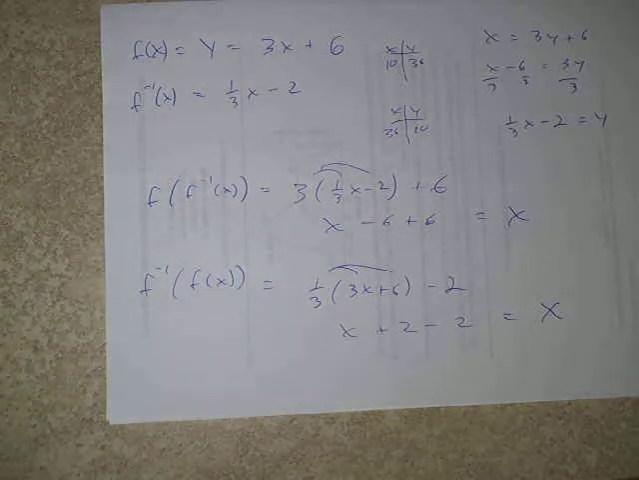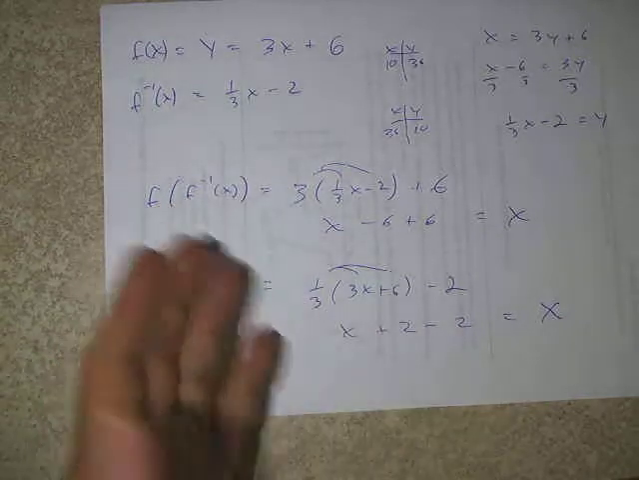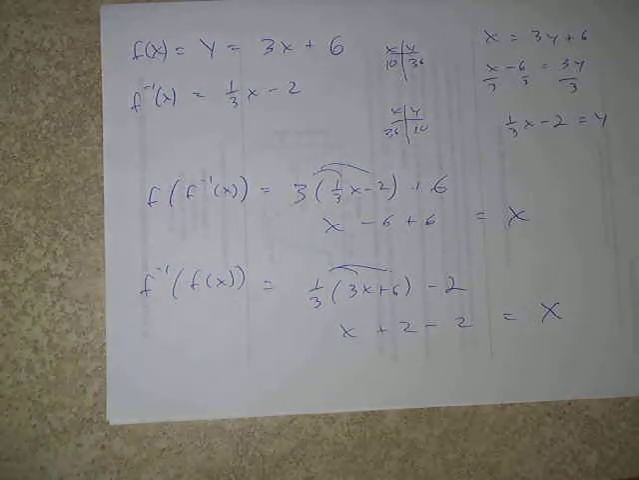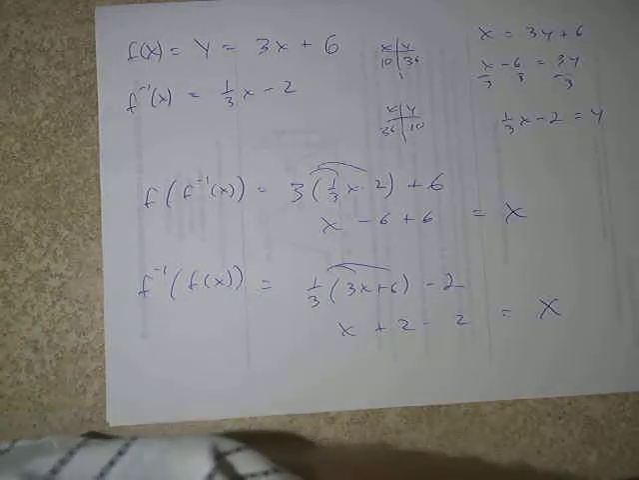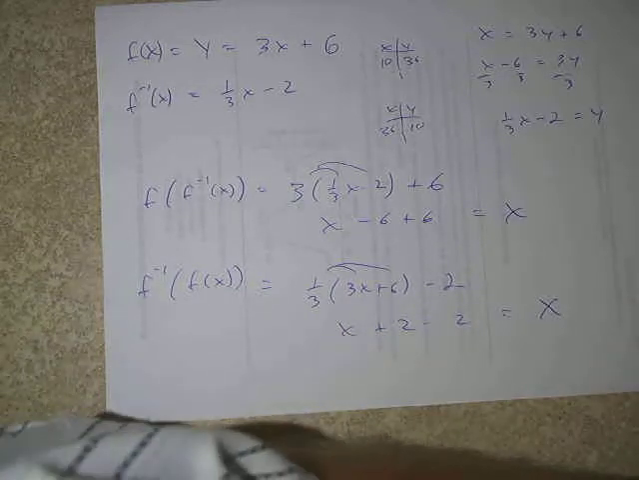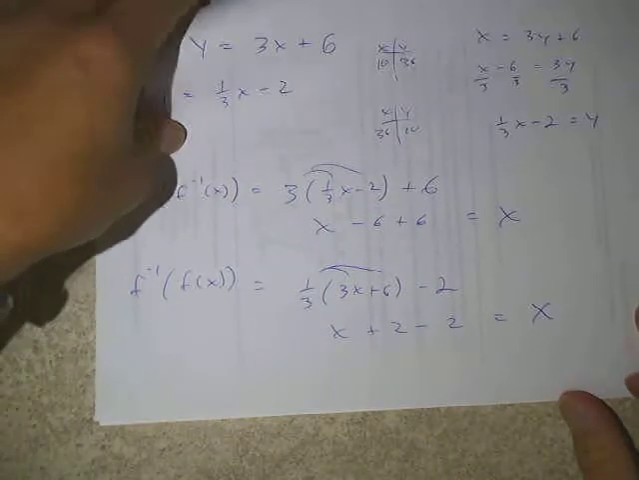If these are inverses, when we compose them both ways, we're going to get x. Fair enough? If we do it right. And if it doesn't turn out to be x, then either you made a mistake or they're not inverses. Because we might have a question. Could we have a question that says, tell whether these are inverses or not, and then we have to do that and show whether they are or not?